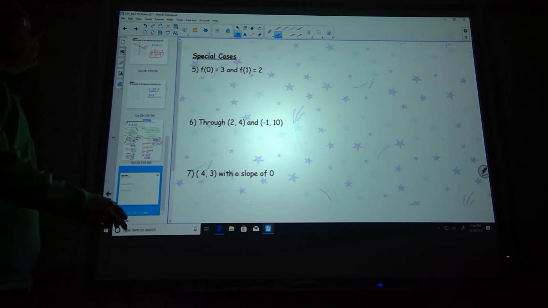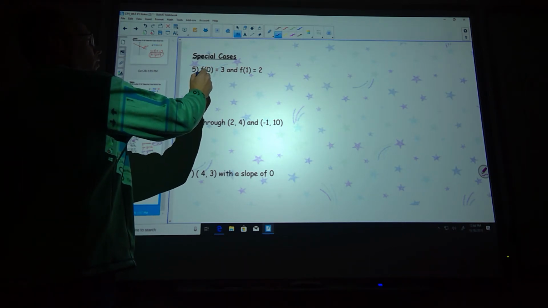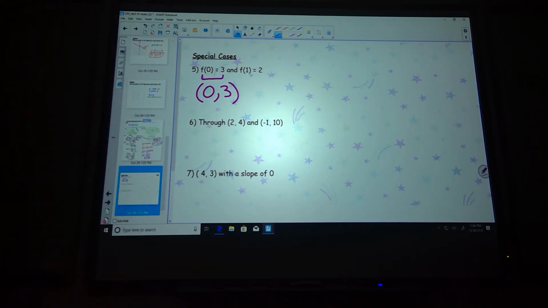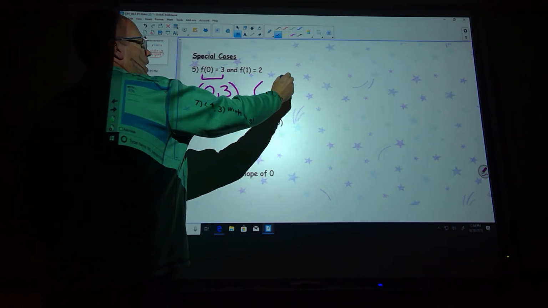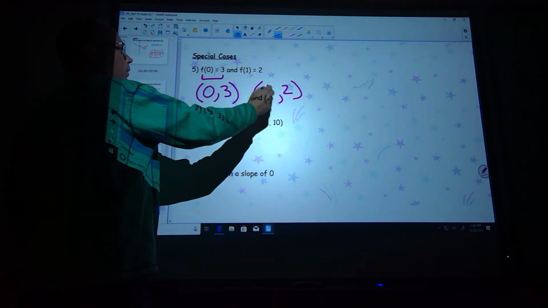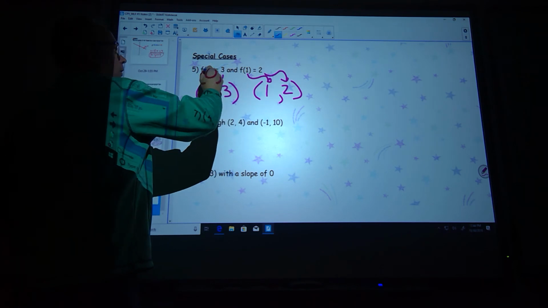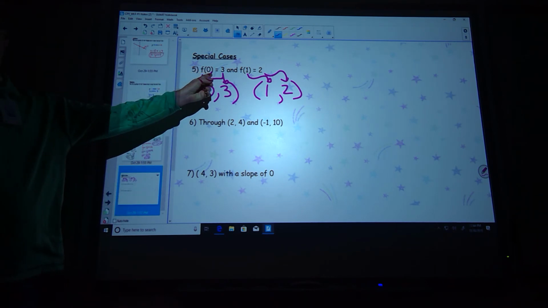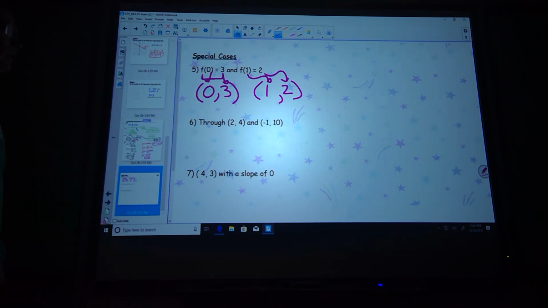But think about it. Hey, so the only thing I want you to see out of here is these are special cases. This refers to this point. The function at 0 equals 3 is the point 0, 3. What's the function at 1 equal to written as a point? 1, 2. Is that okay? So you're basically just rewriting, taking it from functional notation and making it a point. That's all you're doing. Okay?